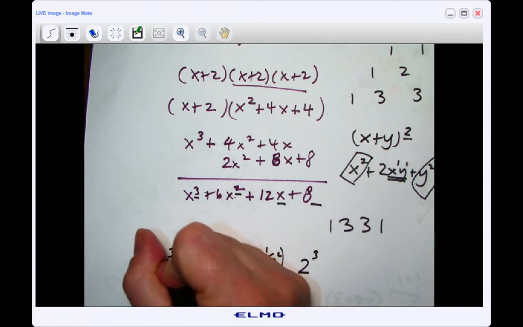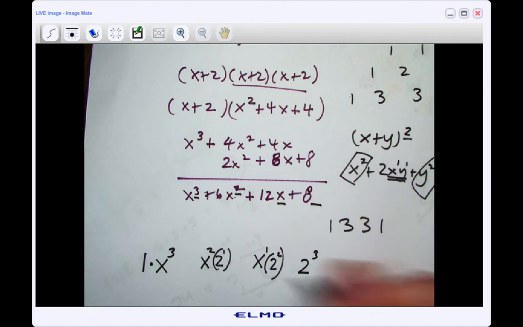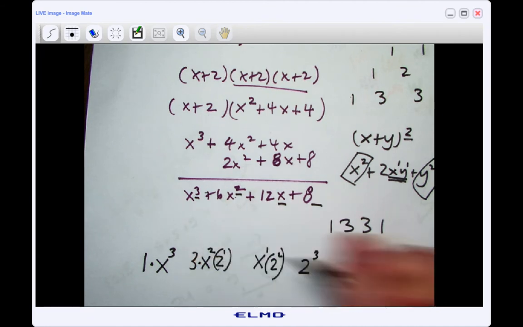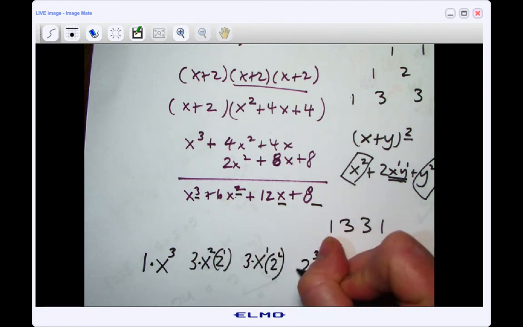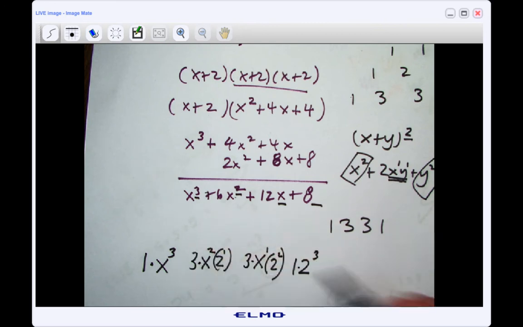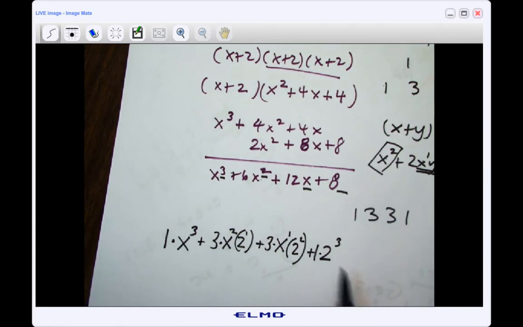So this one I'm going to multiply by 1, which obviously doesn't change anything. This one I'm going to multiply by 3. This one I'm going to multiply by 3. And this one I'm going to multiply by 1. Okay, and then I'm going to add these all together. Now take a look at what happens.